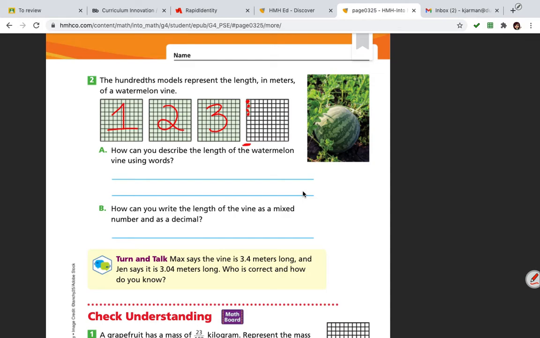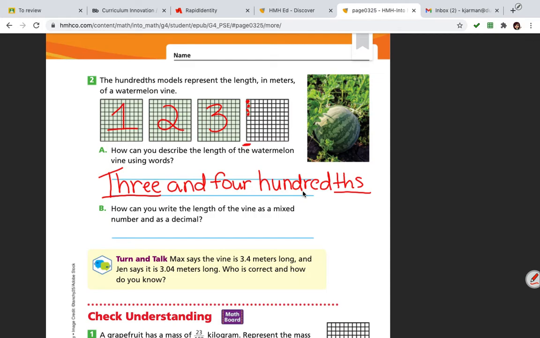Using words, we have 3 and 4 hundredths. That 3 right here is a whole number. So we're actually going to have a mixed number. A mixed number means we have a whole number plus a fraction. So how can you write the length of the vine as a mixed number and a decimal?